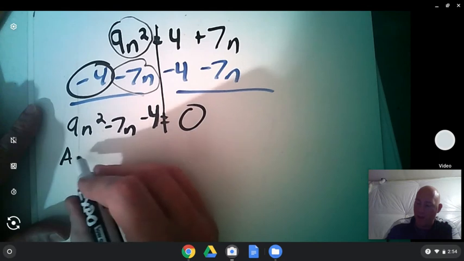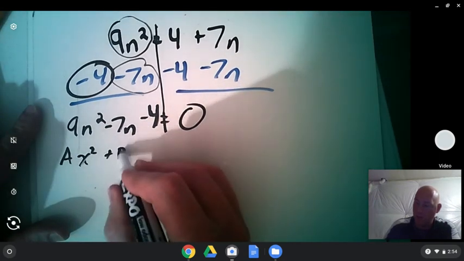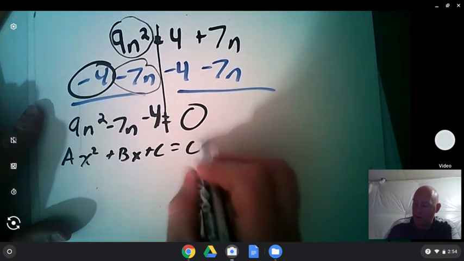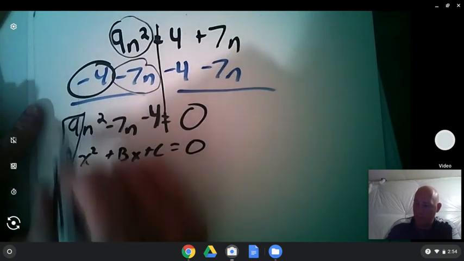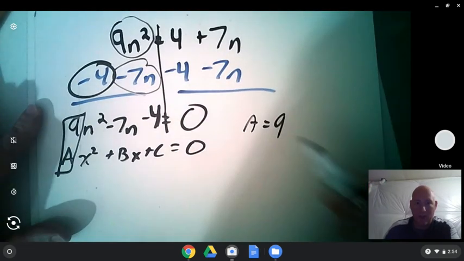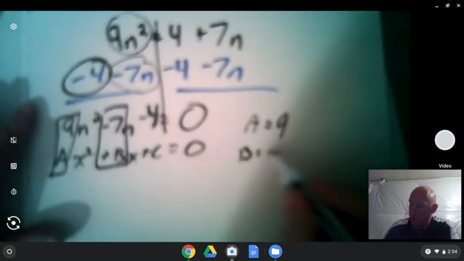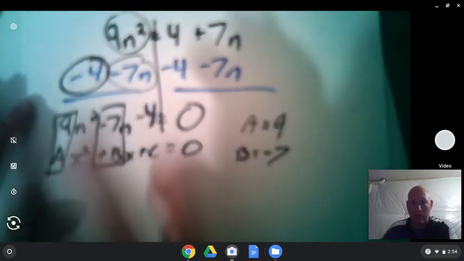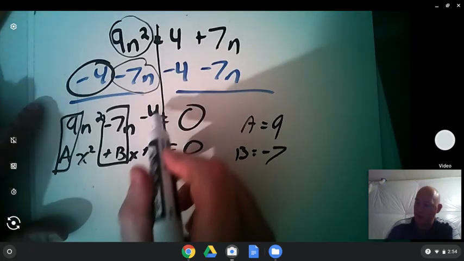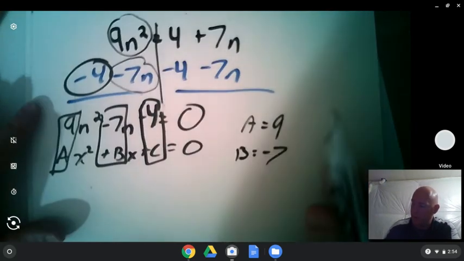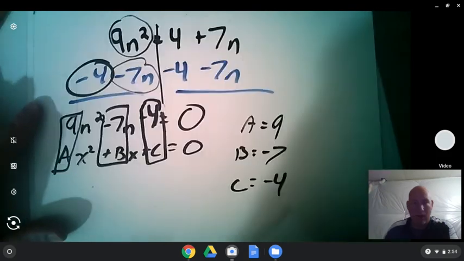So remember, we have ax squared plus bx plus c equals 0. That makes my A equal to 9. My B equal to negative 7. Sorry, for some reason this camera just doesn't want to stay focused. And my C equals negative 4.